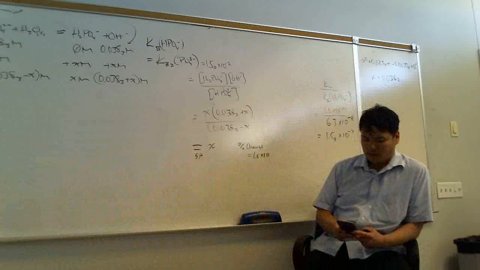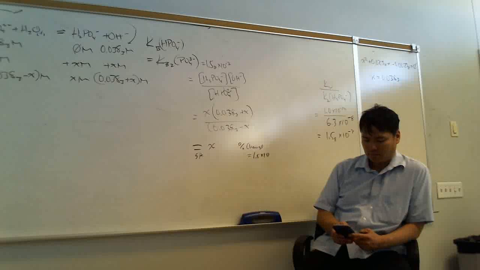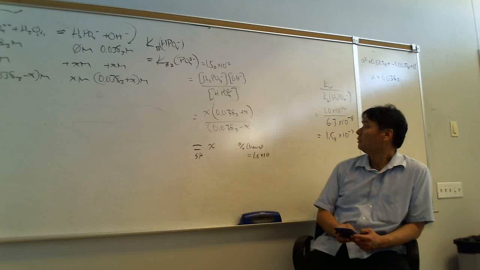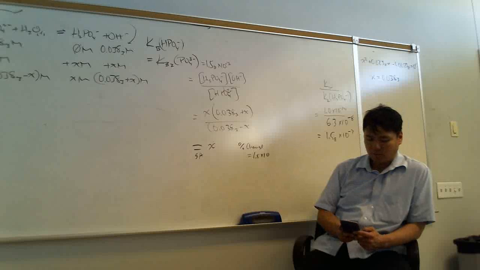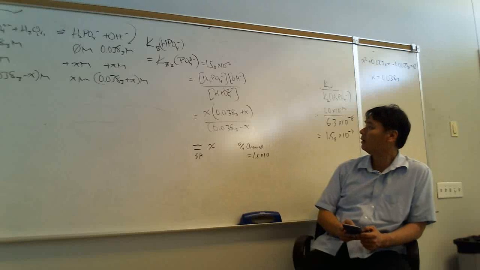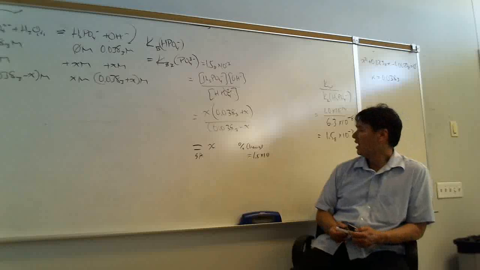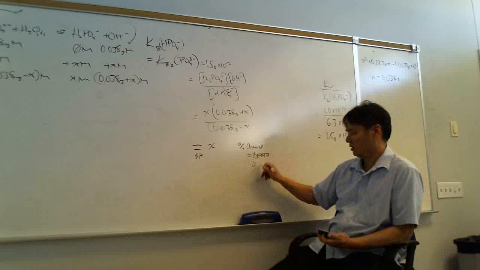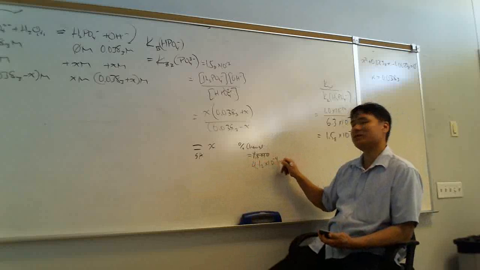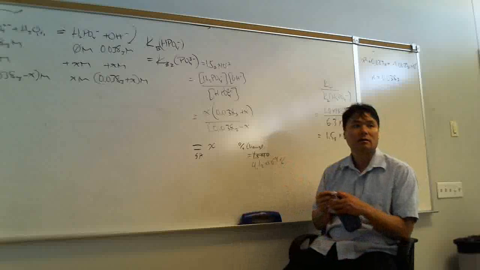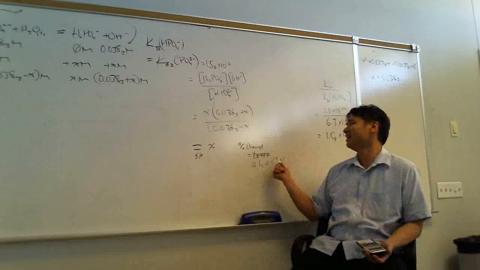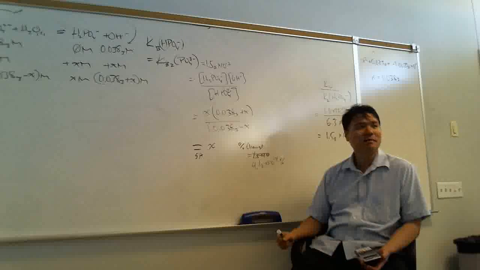Let me just check something really quick. So I get 1.58 times 10 to the minus 7 divided by 0.0383 times 100. I get 4.12 times 10 to the minus 4%. 4.12 times 10 to the minus 4% means that no problem.